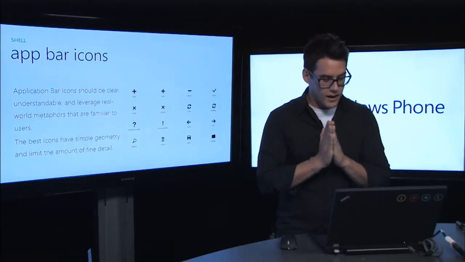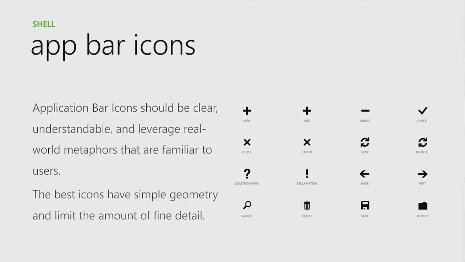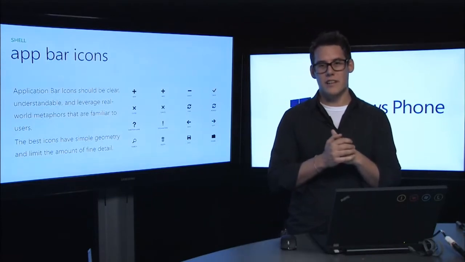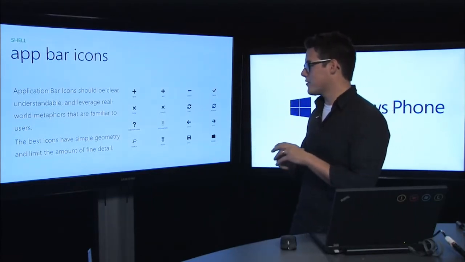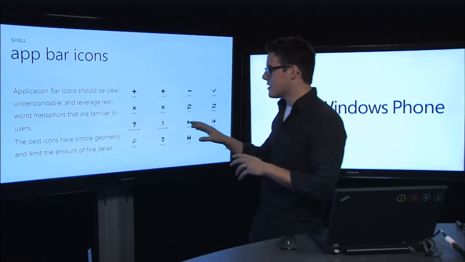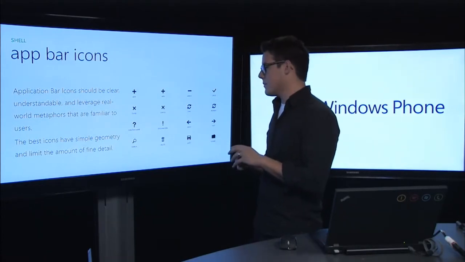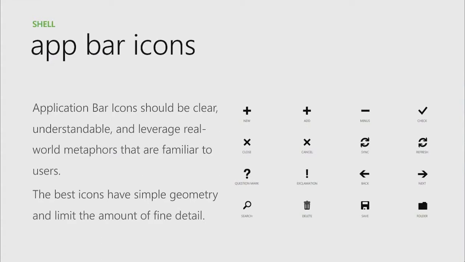So application bar icons should be, as you design these, very clear, understandable, and leverage real-world metaphors that are familiar to users. In the last segment, we talked about navigation graphics and infographics. This is where we got the inspiration for these, and the best icons have very simple geometric shapes and limit the amount of fine detail. Because you can't really localize these in an easy way, the way you can localize a text string to a different language or do globalization, try to use an icon that people across the world are going to understand, even if the text has been translated.